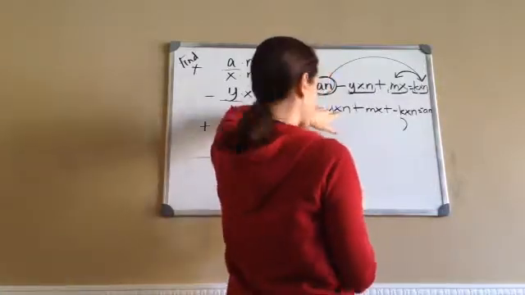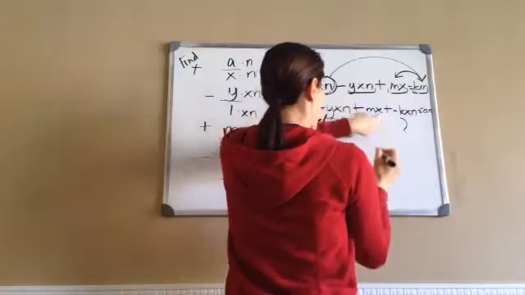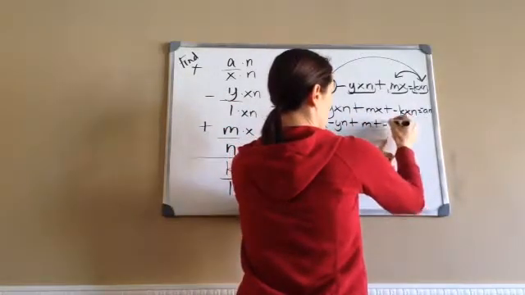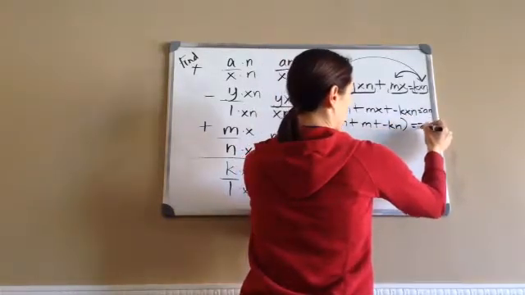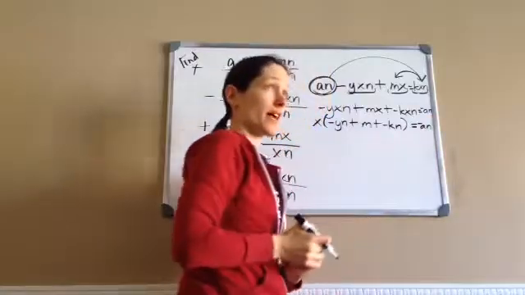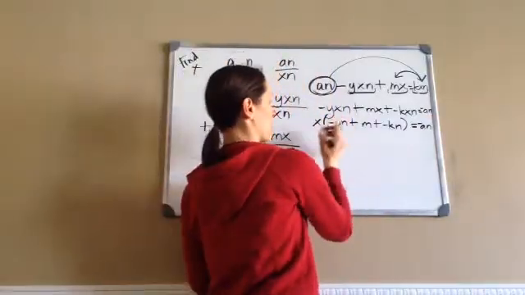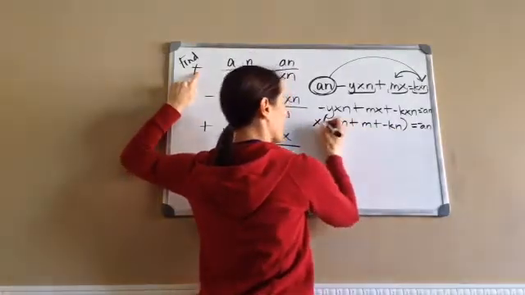So if I took the x out of this, we'd get negative yn plus, if I took the x out of that one, it would be m. And if I took the x out of this one, it would be negative kn. All equals negative an. Now, once we get to this place, remember, we're solving for x. So this is x times all of this.